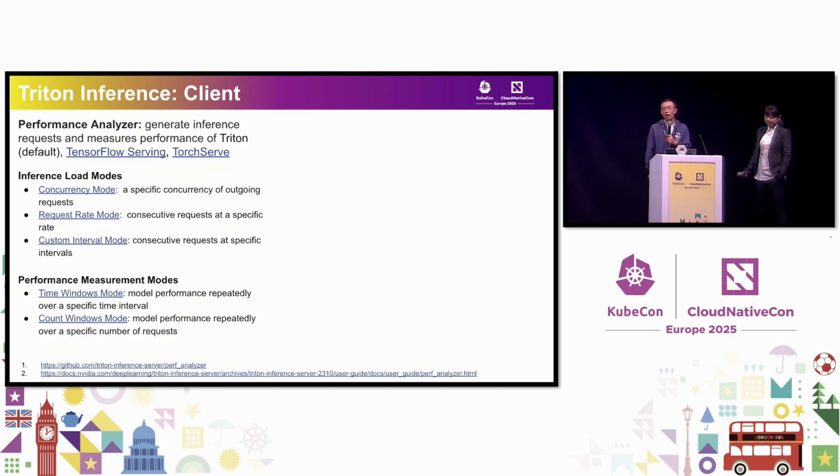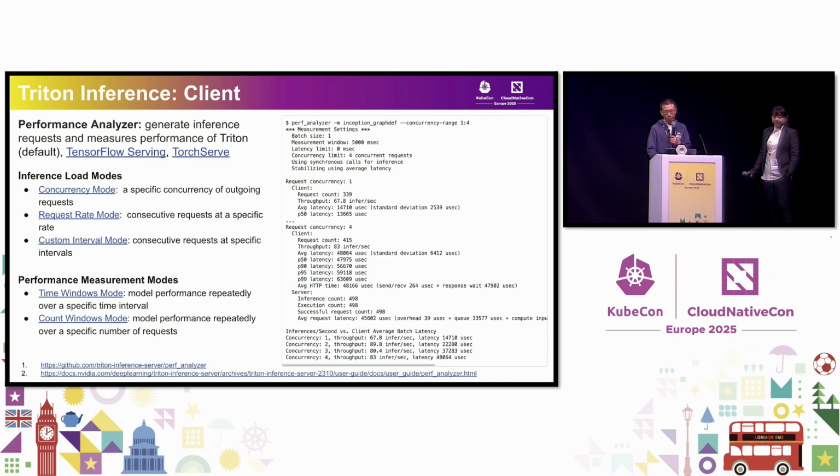The third step is to generate some workload and send it. A very nice tool is called Performance Analyzer. It can generate requests sent to the Triton inference server. It also supports TensorFlow and TorchServe as well. They are all different modes, and you can send requests at a specified concurrency level and a specified rate, or you can also set the interval, how you want to send the request. Also, how you want to measure the performance.